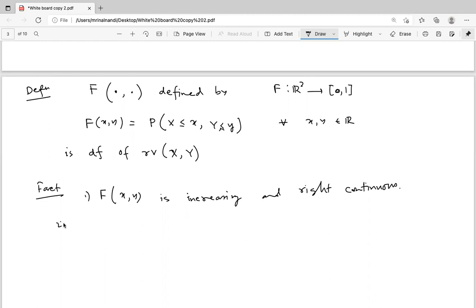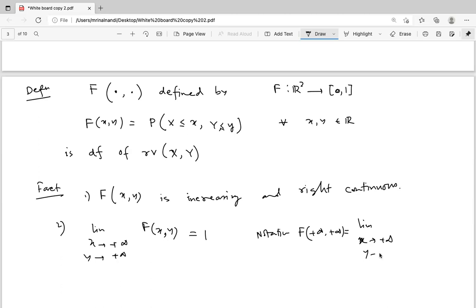It is number one. And number two is this: the limit as x tends to plus infinity and y tends to plus infinity of f(x,y) is just one. And we write this limit, sometimes by notation, as f(plus infinity, plus infinity), the limit as x tends to plus infinity, y tends to plus infinity. This is the notation. Sometimes we use this notation also.